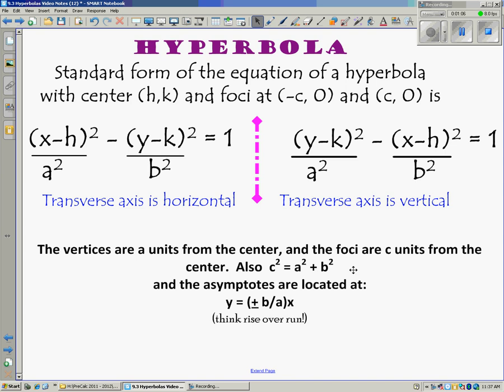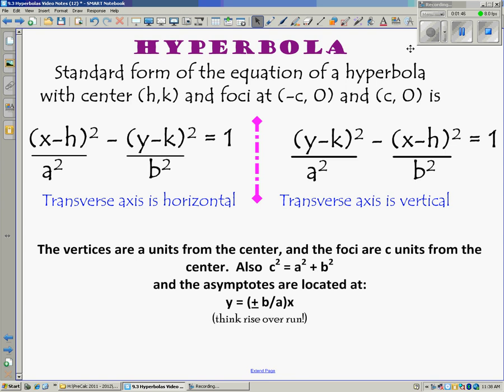You also need to write down that the vertices are A units from the center, the foci are C units from the center, and if you need to find one of those 3 variables, A, B, or C, this is how you do it. A hyperbola, when we graph it, has asymptotes, and we'll talk about this a little bit more later, but please jot down the equation right here. Y equals plus or minus B over A times X. And this is when your hyperbola has a center at 0, 0.